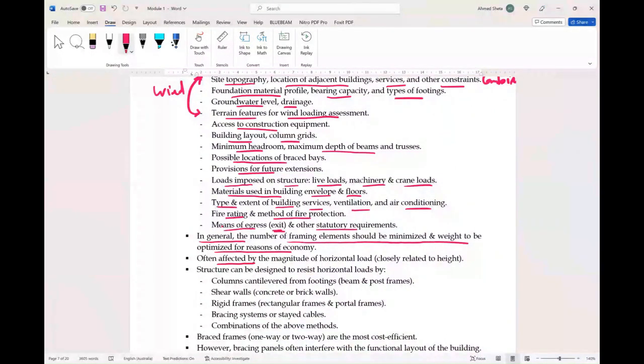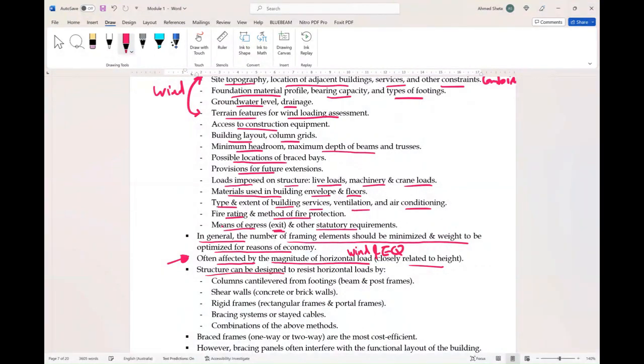The structural steel selection is mainly affected by the magnitude of horizontal load, which is closely related to height. So horizontal load includes wind and earthquakes.